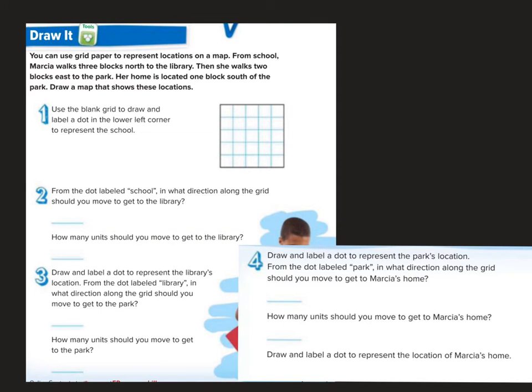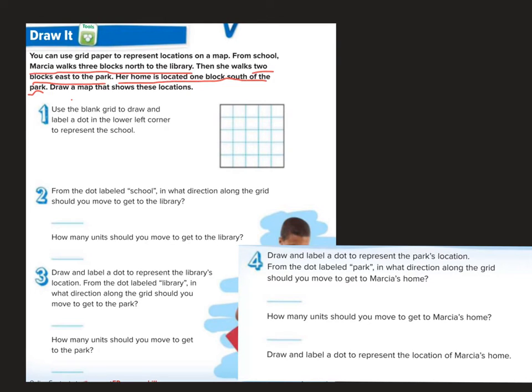The sequence part wasn't so difficult, so I thought we could add on some coordinate planes. Here we go. You can use grid paper to represent locations on a map. From school, Marcia walks 3 blocks north to the library. Let's underline that, it's important. Then she walks 2 blocks east to the park, and her home is located 1 block south of the park. We need to draw a map that shows these locations.